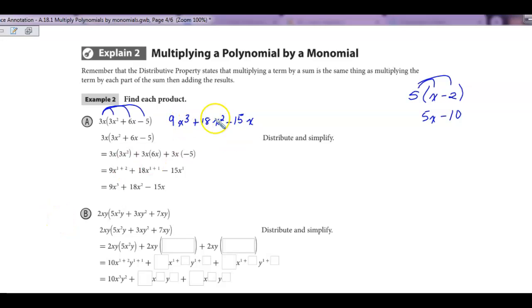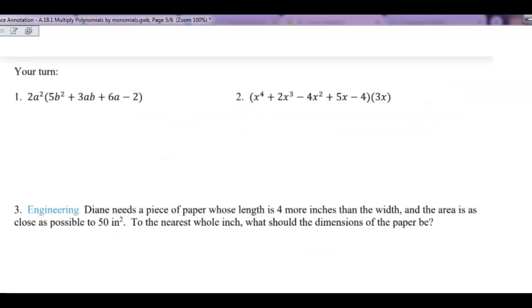Is it in descending order? 3, 2, 1? Yes. Okay. Go ahead and do number 1, your turn, and check back.